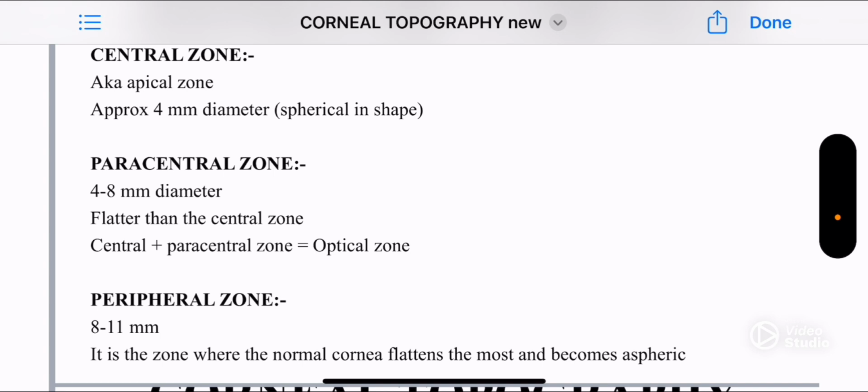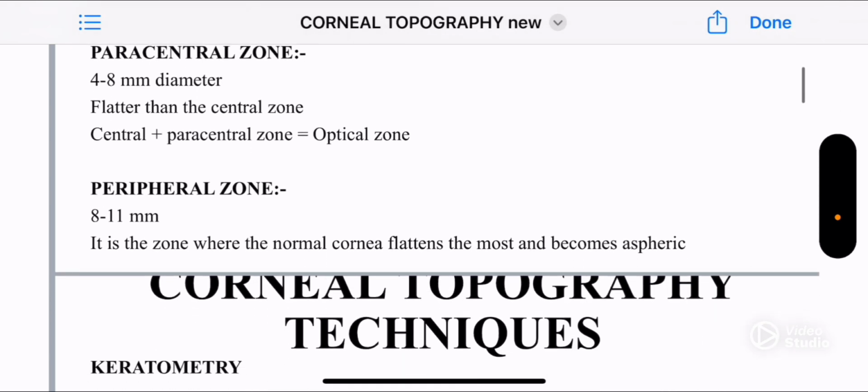Now coming on to the peripheral zone. The peripheral zone is from 8 to 11 mm in diameter, and it is the zone where the normal cornea flattens the most and becomes aspheric. And fourth is the limbal zone.